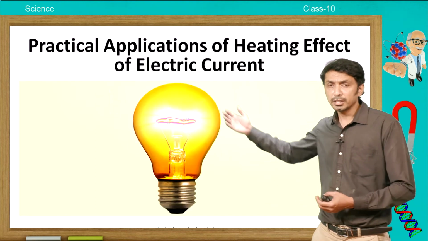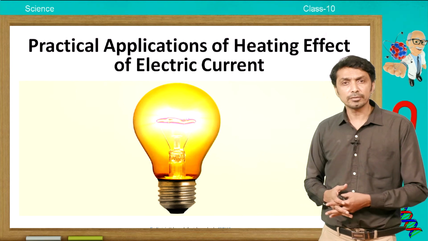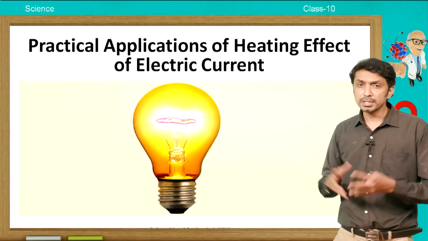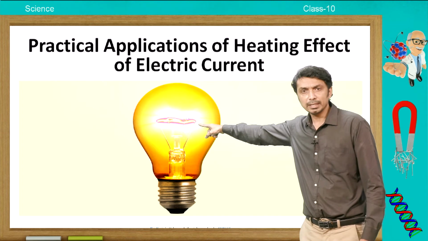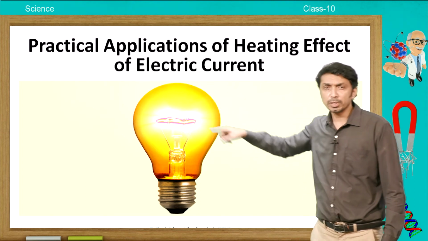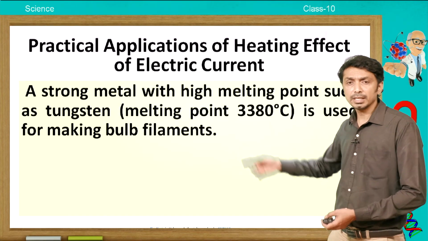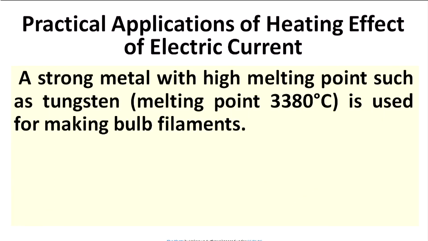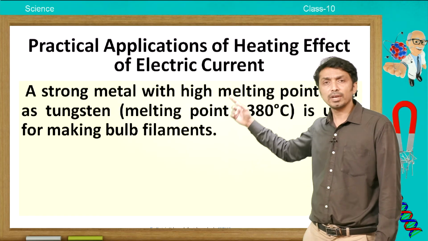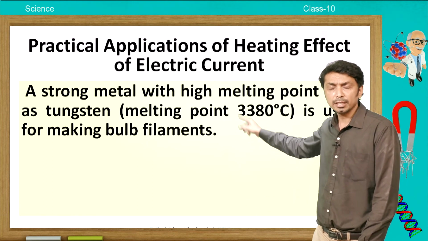And children, you know this bulb also functions on the heating effect of electricity. Which is the part in the bulb which gets heated up? Yes, you are right, it is the filament. And you must be knowing that the filament has a very high melting point, that is 3380 degrees Celsius. So, they use metals which have a high melting point because we do not want the filament to melt very easily. Therefore, the melting point should be higher in a bulb filament.